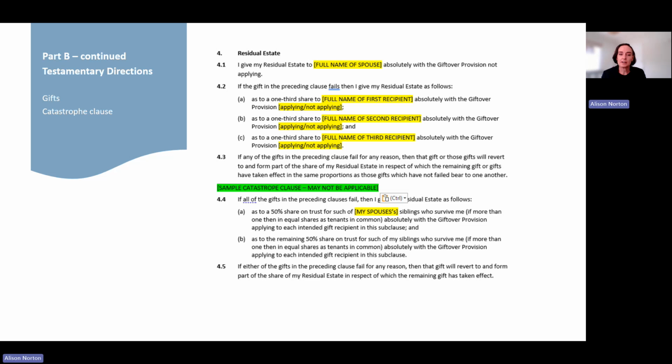Sometimes people will put charities here or really anything. So again, just check that it reflects what you want. And then we have this sort of add-in again so that it's like a catch-all, this 6.5 here. Okay, moving on to the next part.